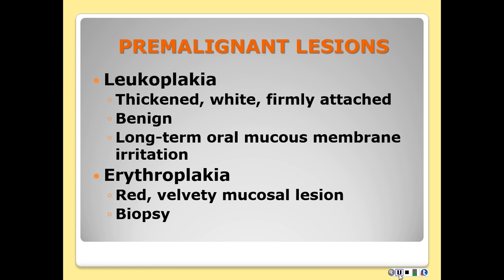Let's move on to some pre-malignant lesions that you may see. These are leukoplakia, which are white, and erythroplakias, which are red. These usually come from irritation in the mouth, like bad dentures, broken teeth, tobacco, some of your snuff and chewing tobacco. The leukoplakias are usually benign and come from long-term irritation. Your erythroplakias are red, and these we need to biopsy. Those are the ones that we are more concerned with.